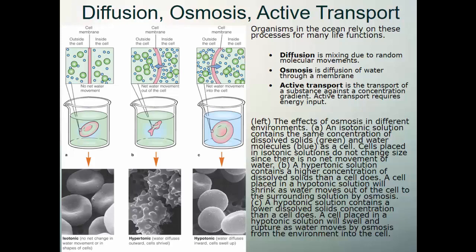A cell placed in a hypertonic solution, that is, a solution with less water than the cell, will shrink as water moves out of the cell to the surrounding solution by osmosis. That water is going to move out of the cell. A hypotonic solution contains a lower dissolved solid concentration than the cell does, and a cell placed in a hypotonic solution will swell and rupture as water moves by osmosis from the environment into the cell. Again, it's going to move down the gradient. It's going to move into the cell.